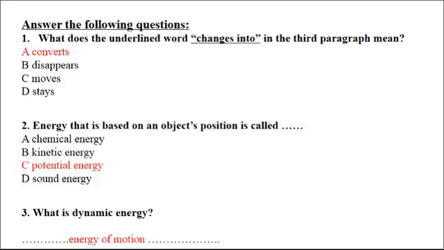Here the correct answer is A, converts. The second question, which is also based on the text: energy that's based on an object's position is called. According to the text that we read before, the correct answer is potential energy. The last question, which the students have to go back to the text to read carefully, skim or scan, to find the correct answer. The question here is, what is dynamic energy? According to what's mentioned in our reading text, the correct answer is energy of motion.